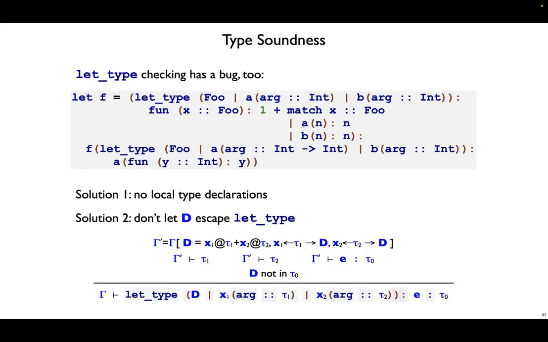More formally, solution 2 means we need a different typing rule for let type. In addition to extending the environment and doing the checks that we had before, we also need to check that this newly defined type D does not show up anywhere inside the type tau0 that we have for the expression body. Let's go with that. We use solution 2 to fix the type soundness bug that we have inside let type.